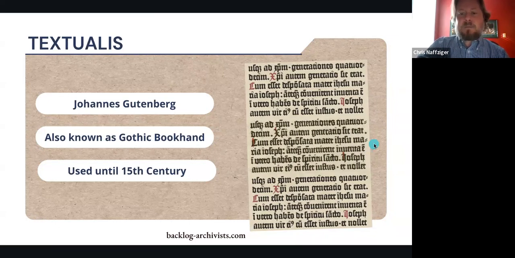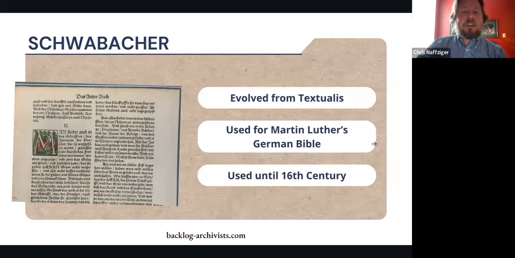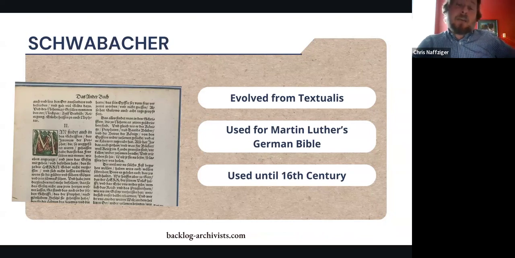All right, Emma, next slide. And then we see the appearance of Schwabacher, which is simply named after a city in Germany, Schwabach. And that evolves from textualis. From a historic standpoint, this is very important. You can see an example of that typeface over there. That was used for Martin Luther's German Bible. So if you have a Bible from the 16th century that is a Martin Luther Bible, that very well could be a Schwabacher. We're not going to dwell on it very long, however, because it was not used for very long.